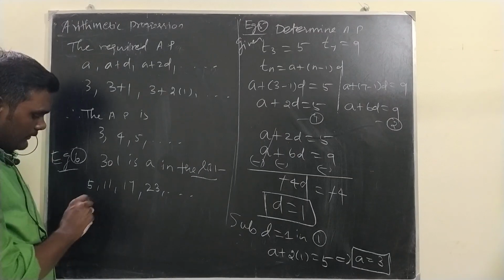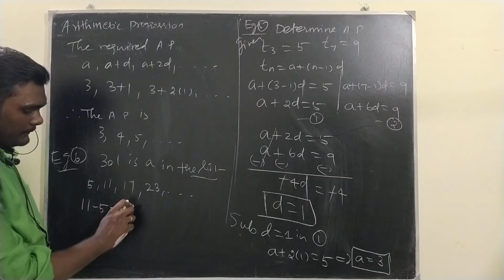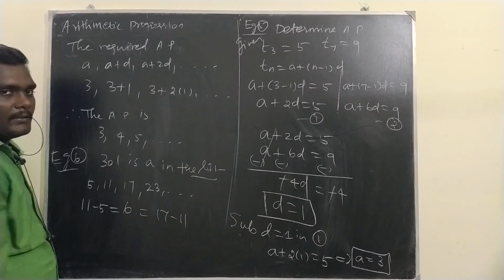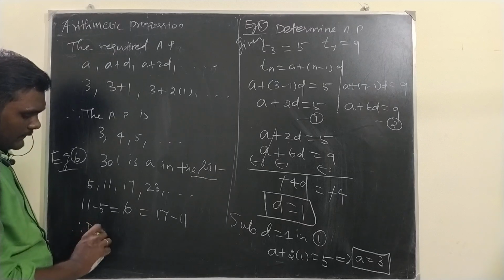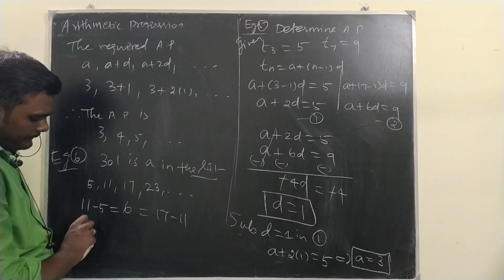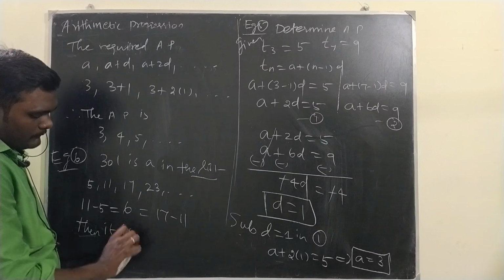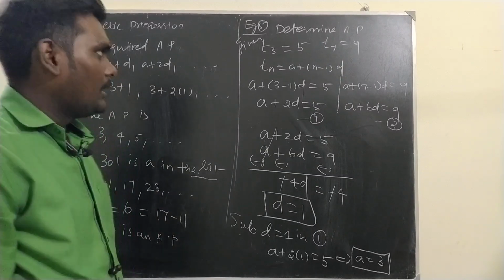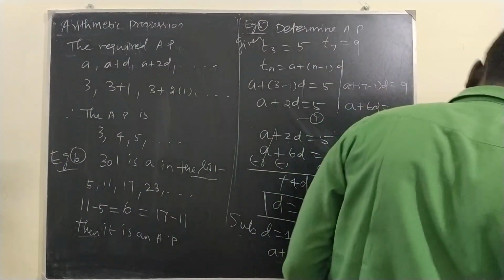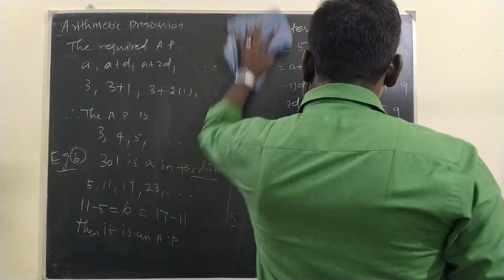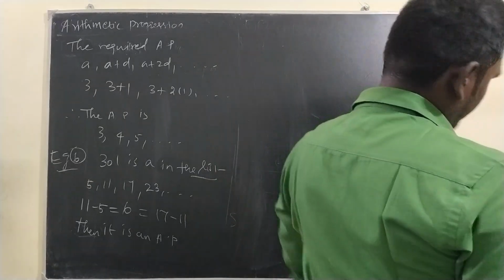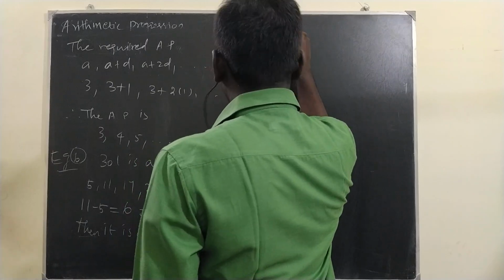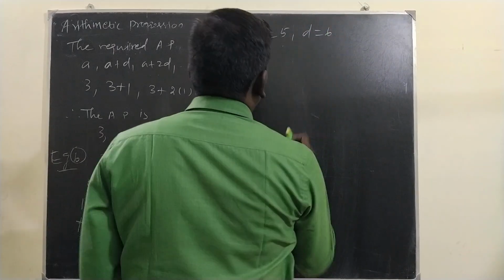Okay. So here 11 minus 5, how much, man? 6. The same will be given by 17 minus 11. Then it is an AP. Then we can apply all the formulas. Okay, what is A, man? It is an AP with A equals 5, D equals 6.